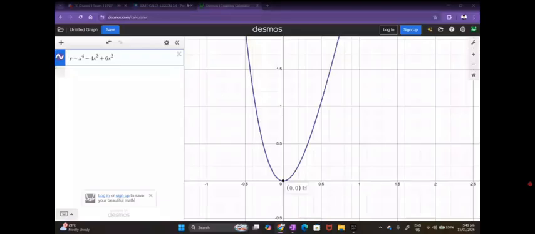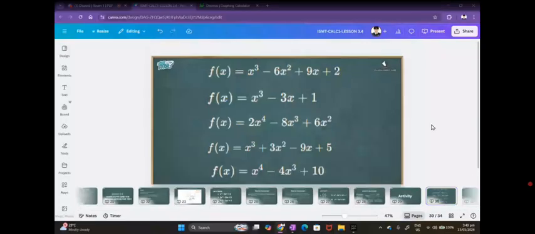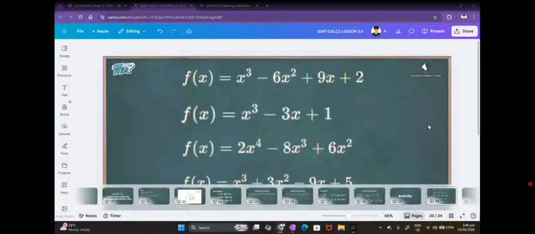Now, meron pa tayong 10 minutes. Pa-try po ako sagutan to. Number 1 lang. 3x squared minus 6x squared plus 9x plus. Pa-try po ako pasagutan. Then, pasend na lang po sa akin yung solution. Try natin i-check.